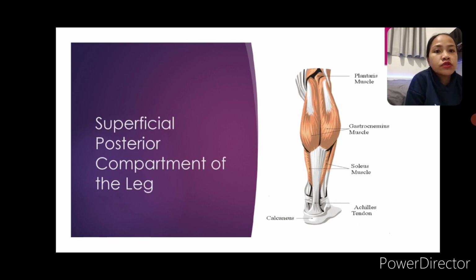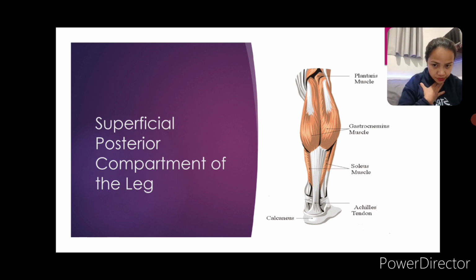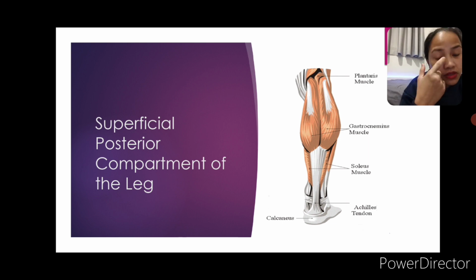Now let's talk about the superficial posterior compartment of the leg. Okay, here is the plantaris muscle. What it does is plantar flexion and flexion at the knee. And this big muscle right here is called the gastrocnemius.